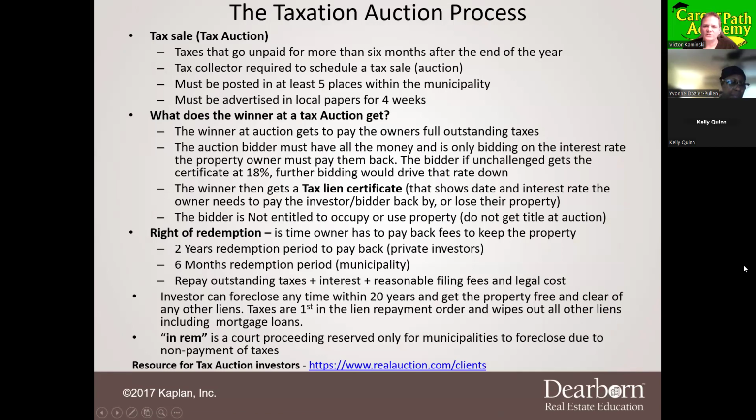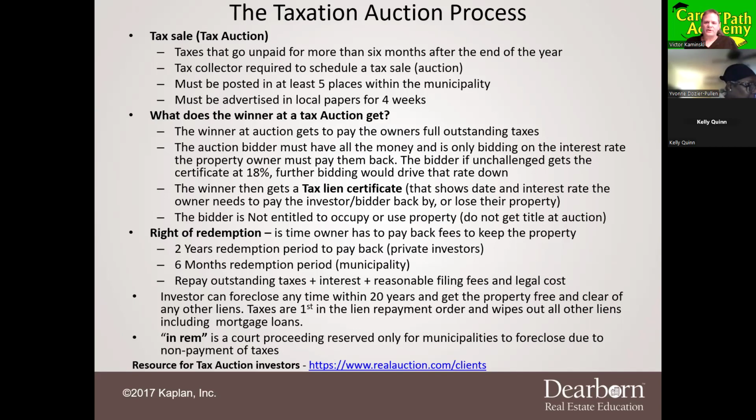Taxes go unpaid for more than 6 months after the end of the year. Tax collectors are required to schedule a tax auction. It must be posted in at least 5 places within the municipality and in a local newspaper for 4 weeks. The winner at an auction gets to pay the owner's full taxes that are outstanding. The auction bidder must have all of the money, and they're only bidding on the interest rate, not how much they're going to pay, but the interest rate they're going to charge the homeowner to pay them back. Whoever bids the lowest wins the auction.